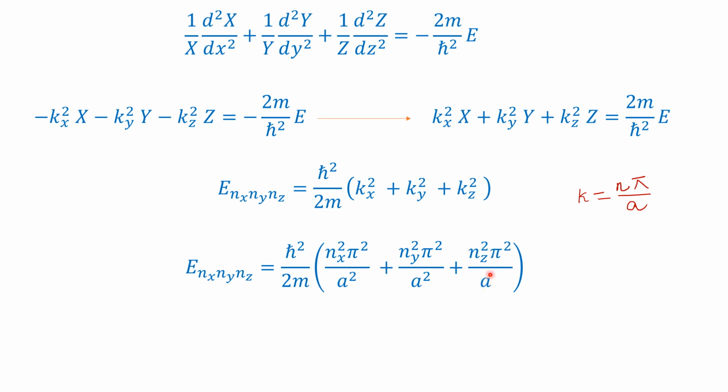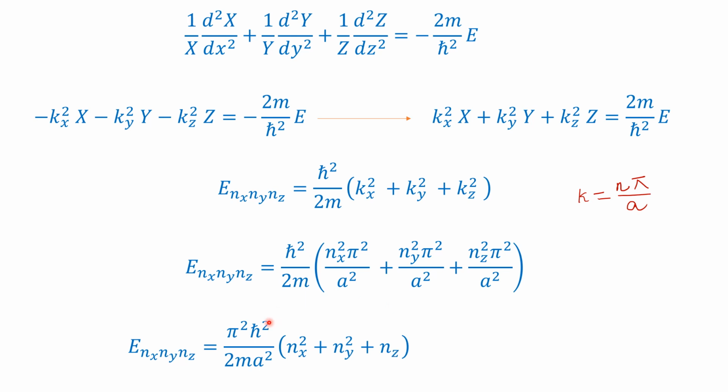Now, see in the denominator, you have a squared as common in all three terms, and in the numerator, you have pi squared. So you bring pi squared divided by a squared outside the bracket. The left hand side I am leaving as it is: E sub nx ny nz is equal to pi squared h cross squared over 2 m a squared, multiplied by nx squared plus ny squared plus nz squared.